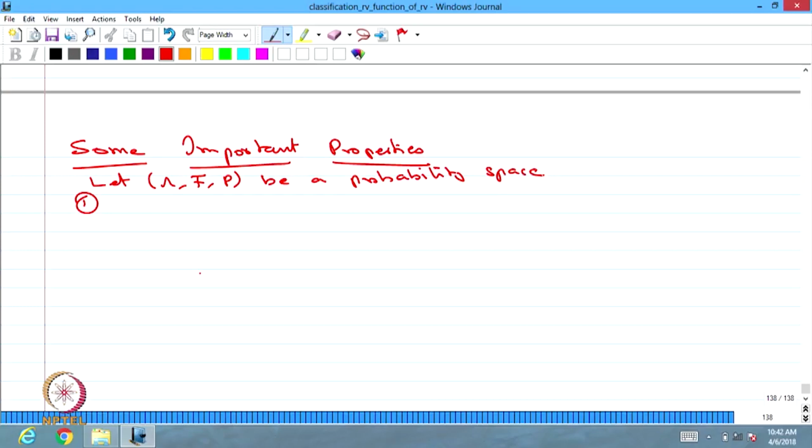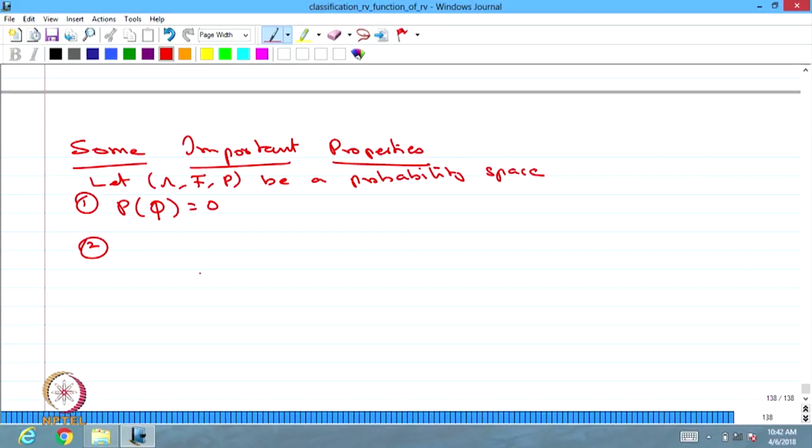The first property is P of empty set is 0. In the probability space definition, we have P of Omega is equal to 1. So one can prove P of empty set is 0 because empty set is the negation of the whole set. The whole set probability is 1. Therefore, this probability is going to be 0.